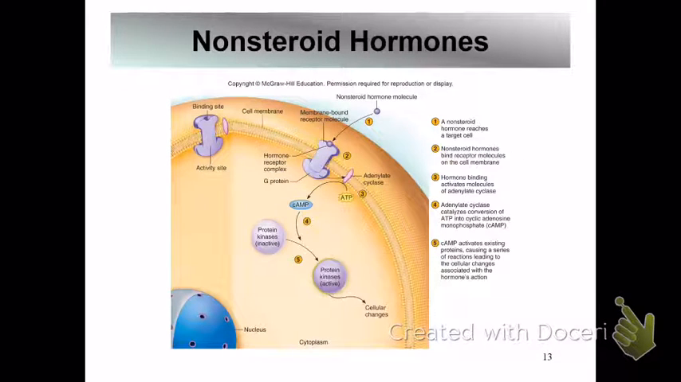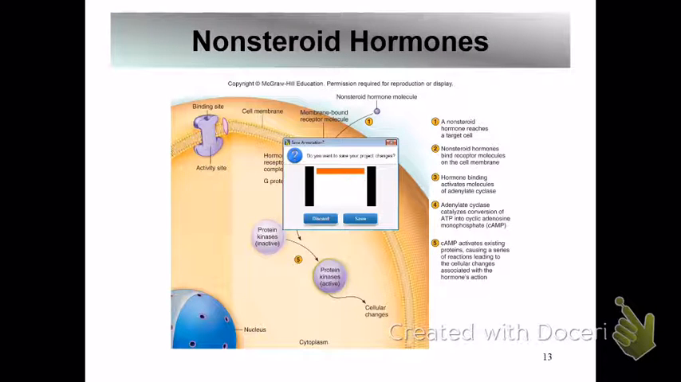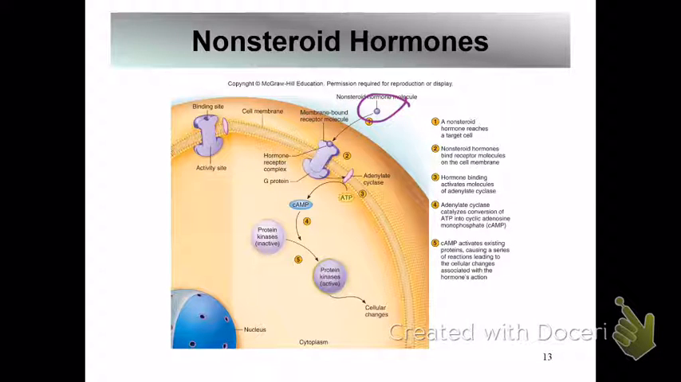Okay, this picture is different. Here you'll see this little purple hormone right there. That would be a protein hormone. And when it binds, it doesn't go through, because protein hormones, or non-steroid hormones, don't go through. And so those pictures will kind of help you.